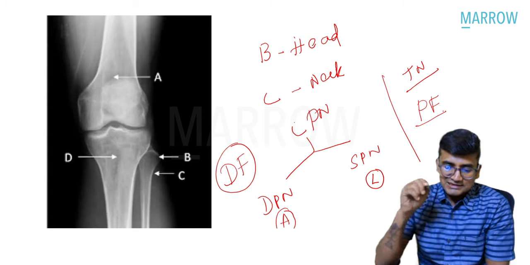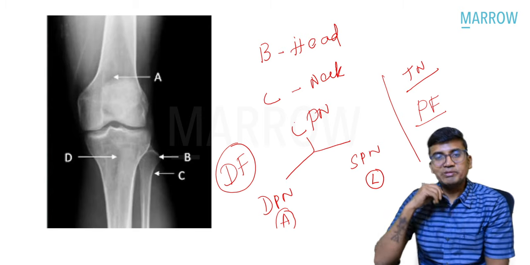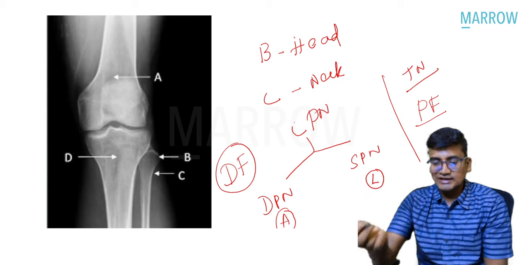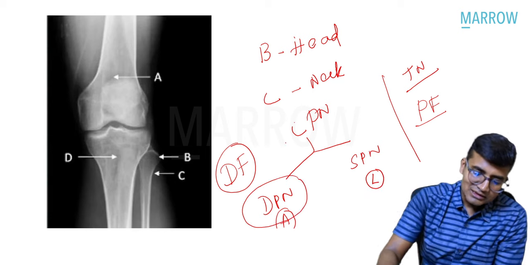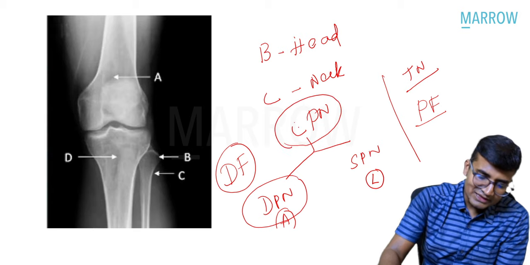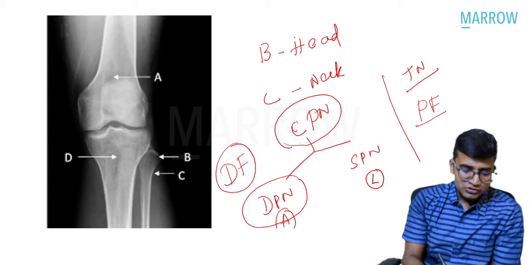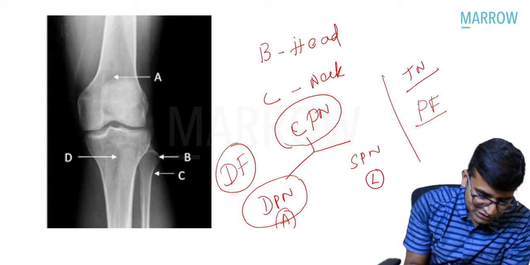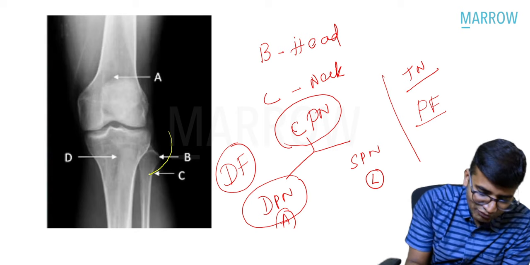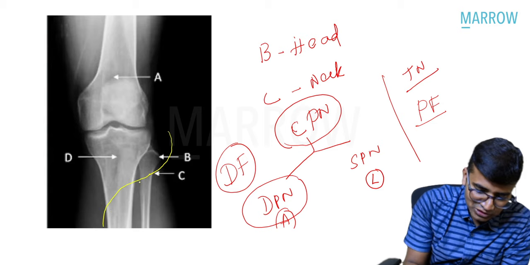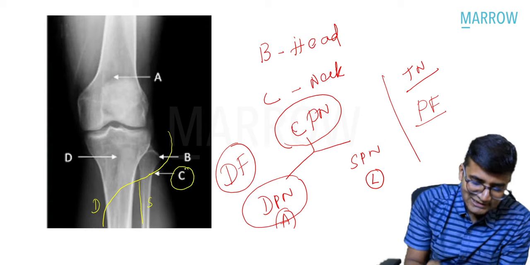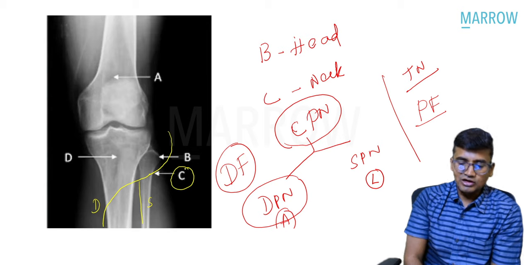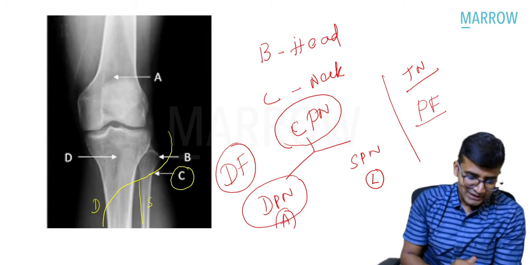So now, in this case, they gave a clue. The patient is not able to dorsiflex. So which nerve is affected? The deep peroneal nerve is affected. If it is not given, then we have to go for the common peroneal nerve, which winds around the neck of the fibula and in turn divides into the deep peroneal nerve and the superficial peroneal nerve. So what is the answer for this question? C is the answer for this question. Loss of dorsiflexion.